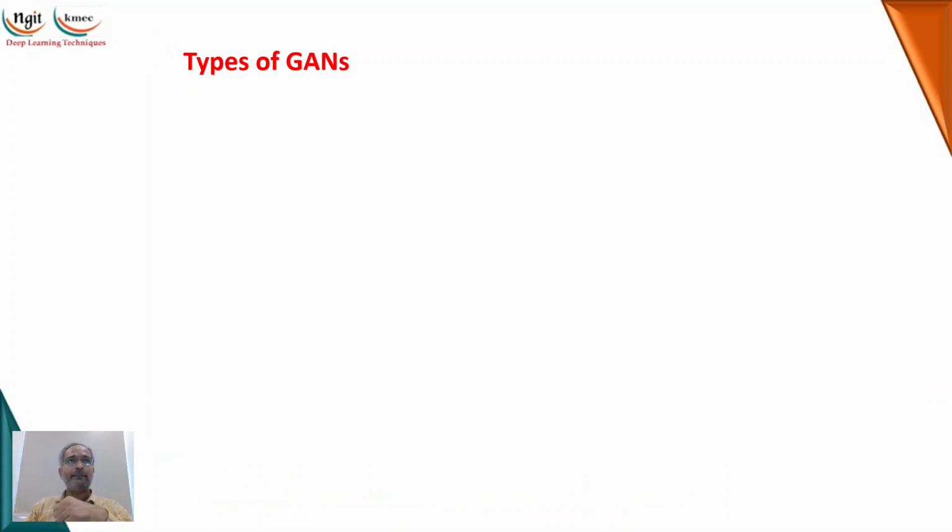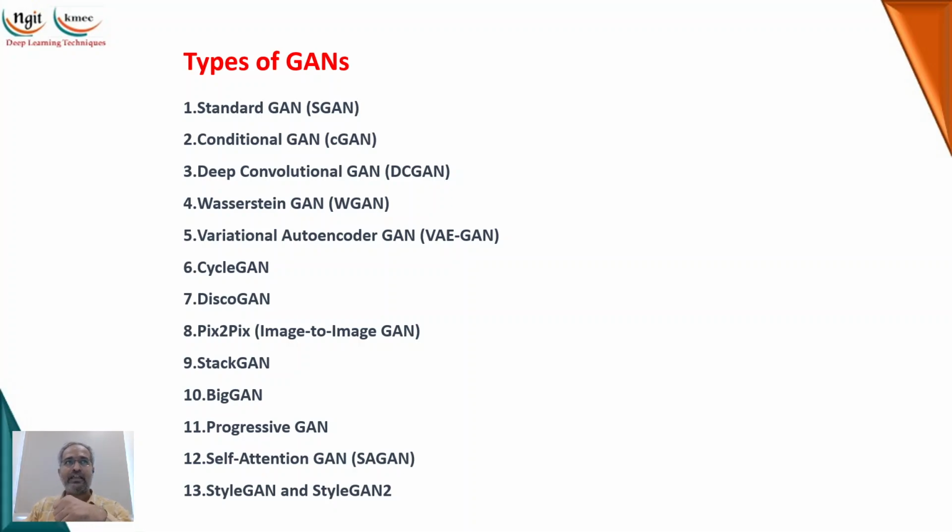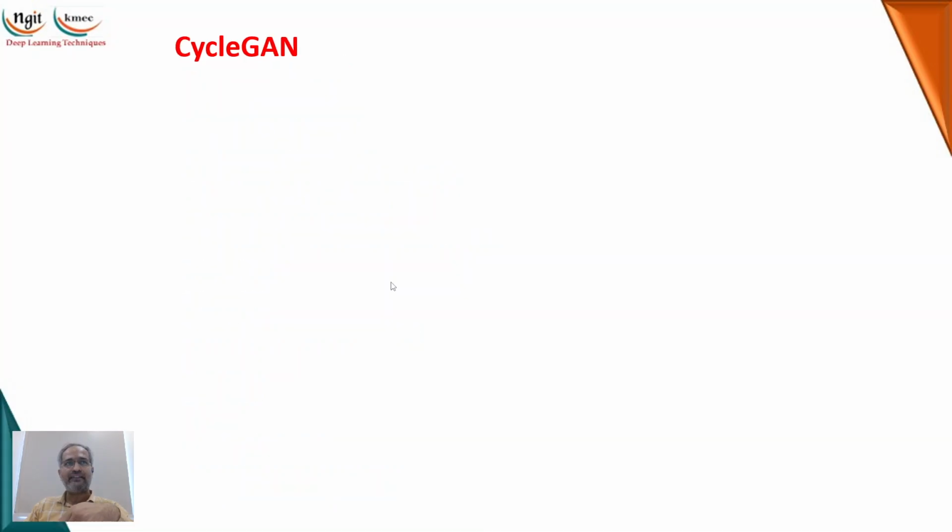Now, types of GANs. There are various types: standard GAN, conditional GAN, and deep convolutional GAN. This is what we discussed till now, because we are using a deep convolutional neural network, so it comes under DCGAN. Then there are WGAN, VAE GAN, and CycleGAN. These are the various types of GANs available.